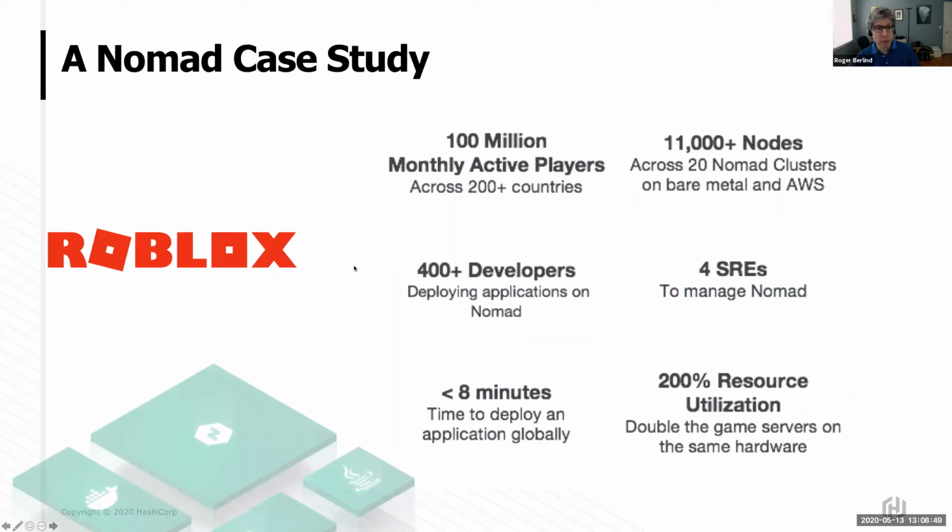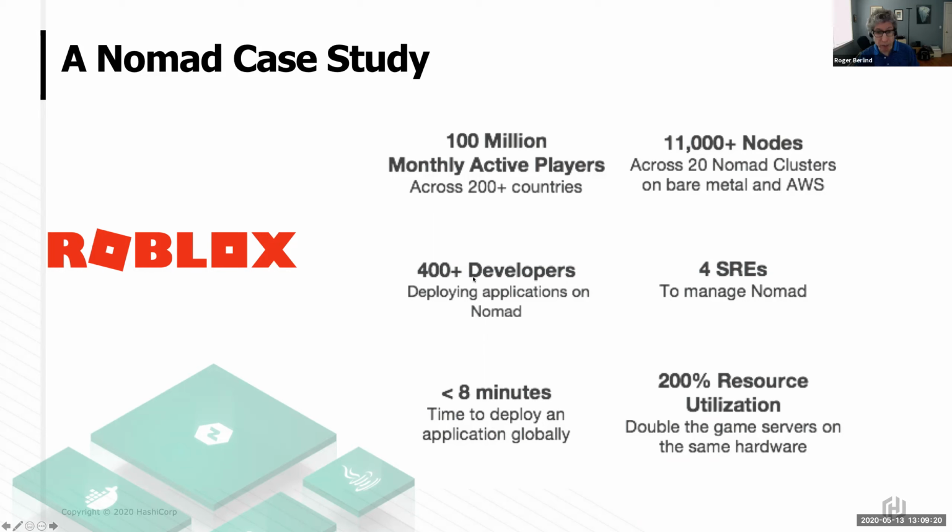So I did want to briefly mention one case study, one example of a customer who's using Nomad at large scale: Roblox, an online gaming company. They have over 11,000 Nomad client nodes across 20 different Nomad clusters, on both bare metal and in AWS. And they manage all this with just 4 site reliability engineers. So 4 SREs are managing this because Nomad is so easy to manage.